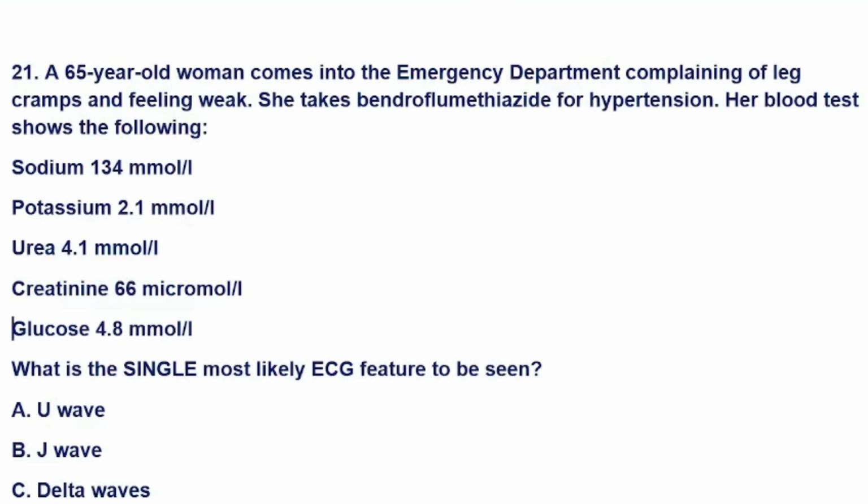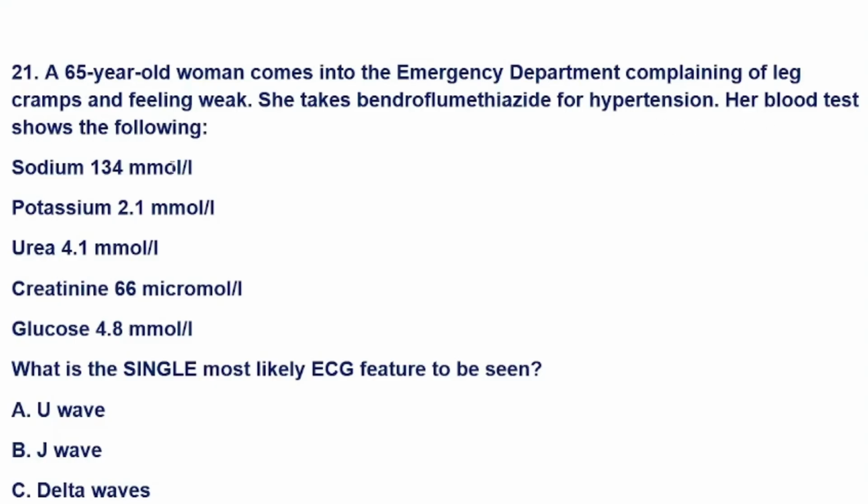Okay. Here we are going to evaluate another question about cardiology. A 65-year-old woman comes into the emergency department complaining of leg cramps and feeling weak. She takes metronidazole for hypertension.